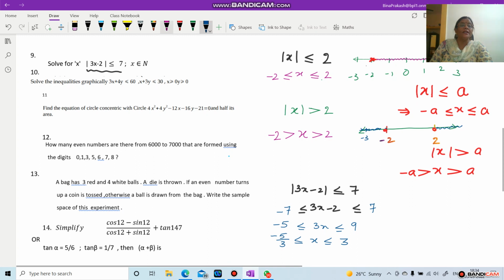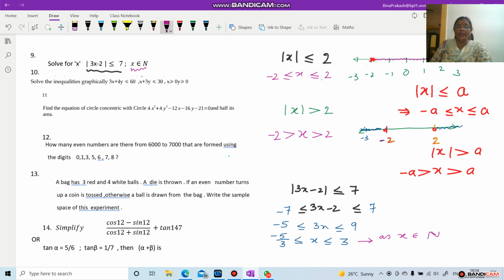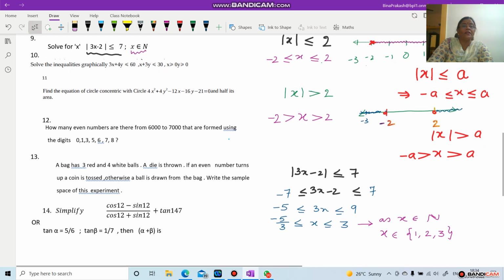But here the question says, what value of x belonging to natural numbers? So what is that x? As x should belong to natural numbers, the values of x which will satisfy this are all natural numbers which are less than or equal to 3. So these are the only values that you will have. Is this clear? So this is the way to answer the question.